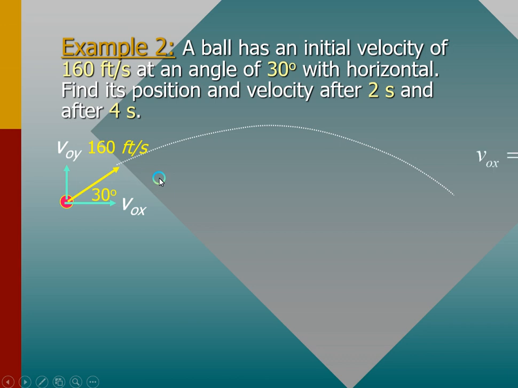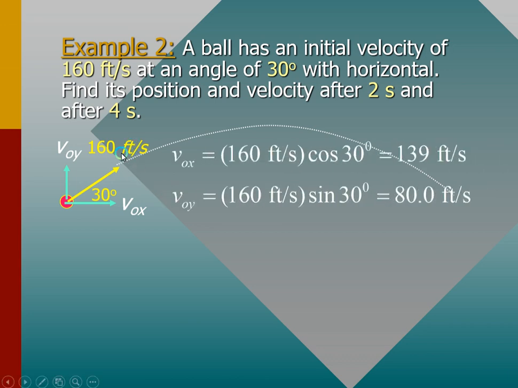So pwede naton siya i-split into its vertical kag horizontal component. Horizontal component na ito is unahon. Horizontal, so that is adjacent. So we have cosine 30. So 160 cosine 30 is 139. Okay, so ari siya. Voy naton, since opposite siya, so that will be 160 sine 30 degrees, which is equal to 80 feet per second. So makita na naton ang aton nga horizontal ug vertical components sa aton initial velocity.